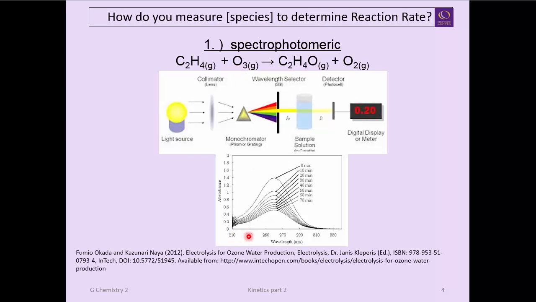And here's a spectrum that shows that at 260 nanometers, there is a peak whenever you shine light through ozone. And this is showing how that concentration drops over time, according to Beer's law, which shows that absorbance is directly related to concentration.